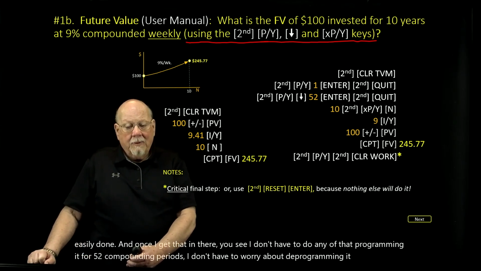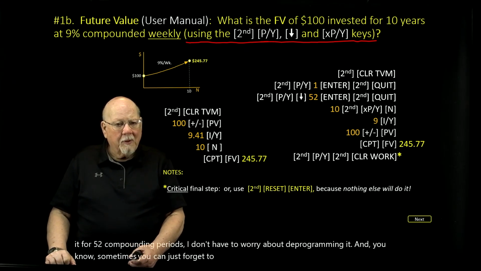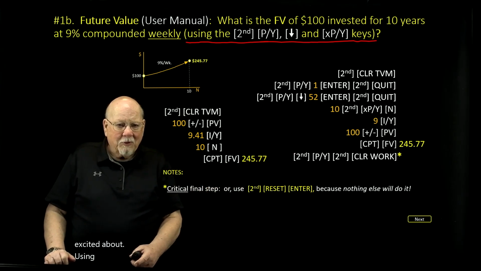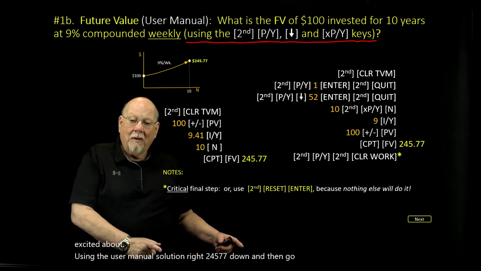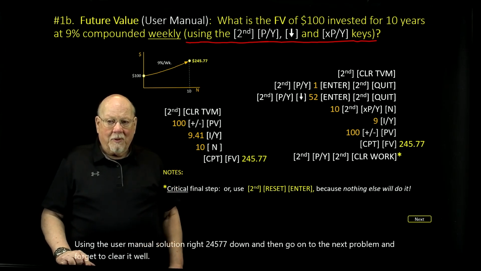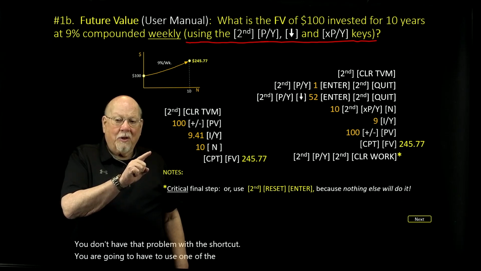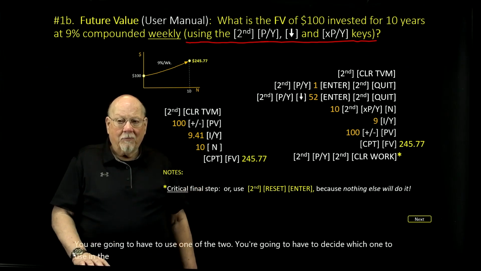And sometimes you can just forget to clear the calculator when you're done. You may get all excited about using the user manual solution and write 245.77 down, and then go on to the next problem and forget to clear it. Well, you don't have that problem with a shortcut. You are going to have to use one of the two. You're going to have to decide which one to use in the future whenever you have compound interest.